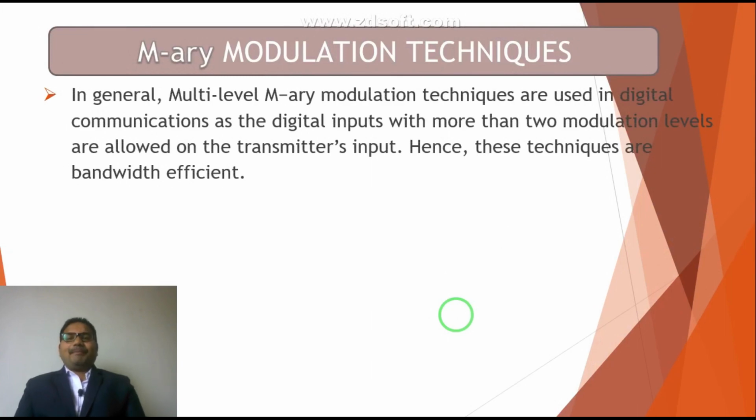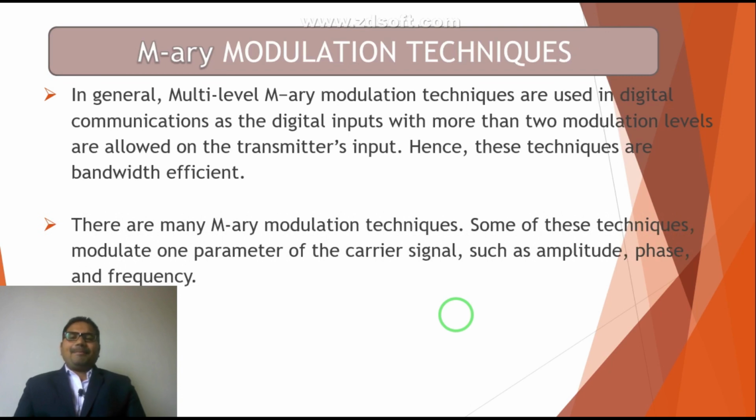In general, multi-level M-ary modulation techniques are used in digital communications, with digital inputs having more than 2 modulation levels allowed on the transmitter's inputs. And hence, these techniques are bandwidth efficient.